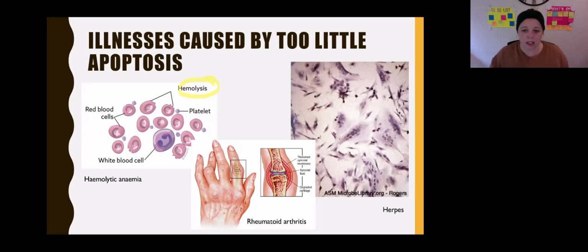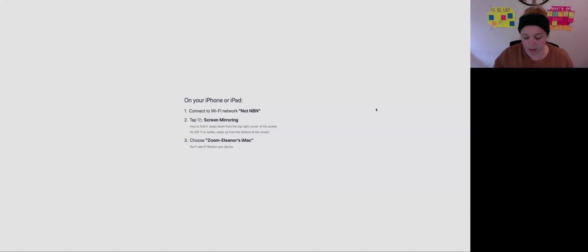There are also some diseases that are caused by too much apoptosis, and I've just realized that you haven't seen any of my annotations because this lovely screencast has decided not to work again. So let's just see if we can get it to work again.